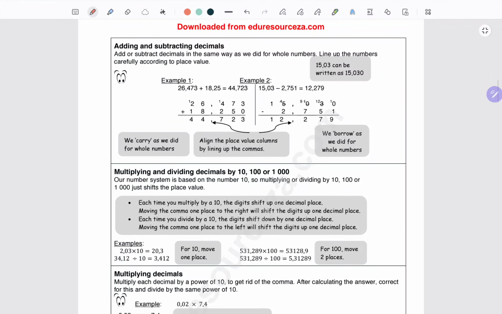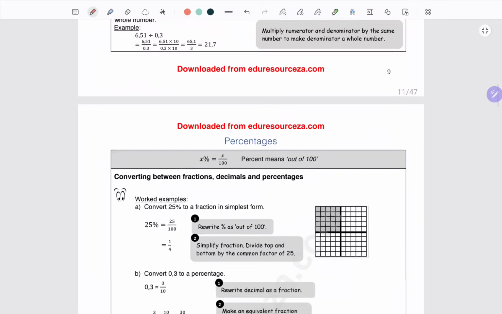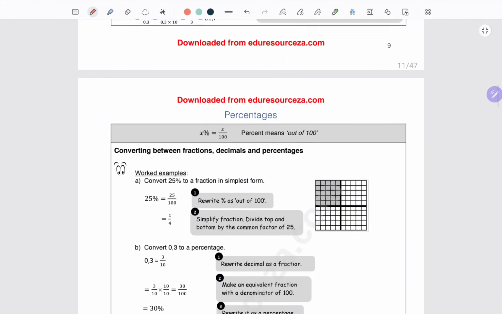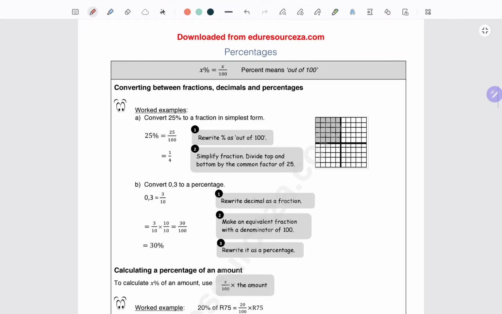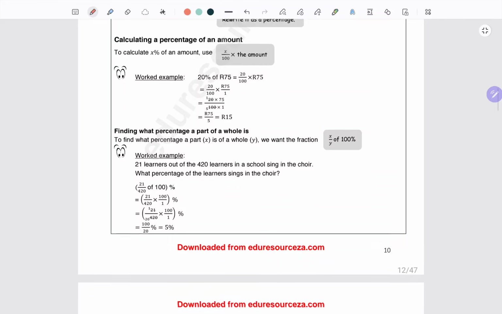And also how to add and subtract decimals, how to multiply them, how to divide them. And issues of percentages. As we know, everything that's a percentage is a particular number over 100, isn't it? If it is a decimal, we multiply by 100. Nice. So please learn all of these things.